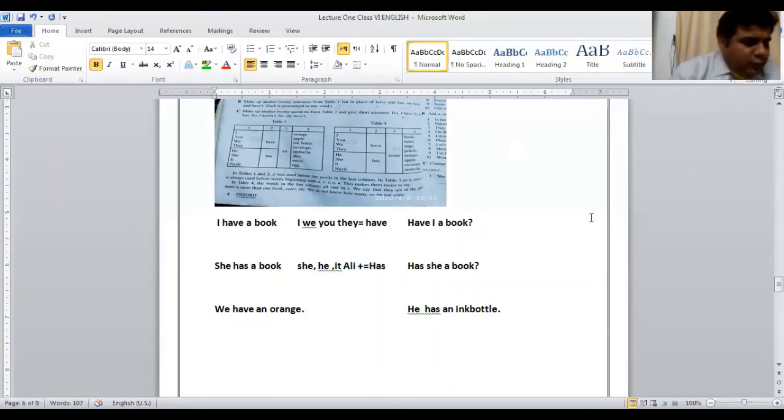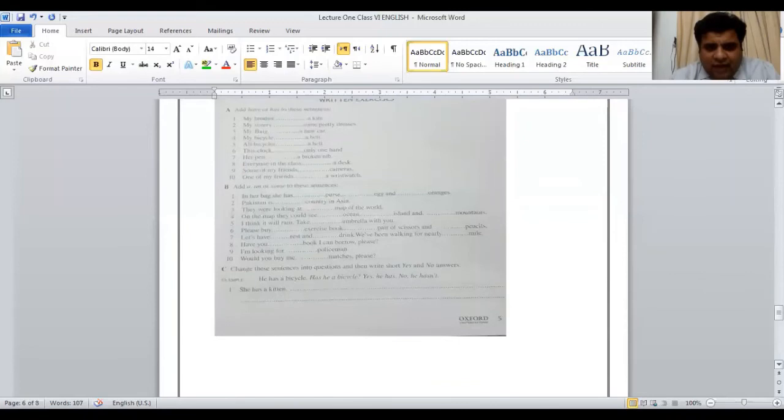Now we will move to page number 5. Look over here, dear students, we have page number 5. Exercise A, Add in written exercise. Add have or has to these sentences. Now here 10 sentences are given. "My brother dash a kite." "My sisters dash some pretty dresses." Now what will be the word in these blanks, in these dashes?